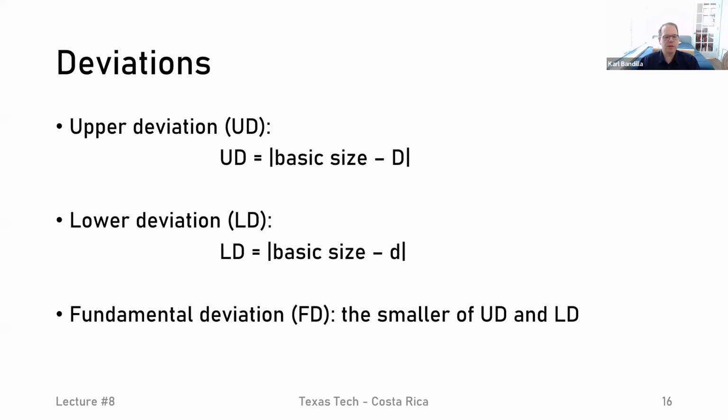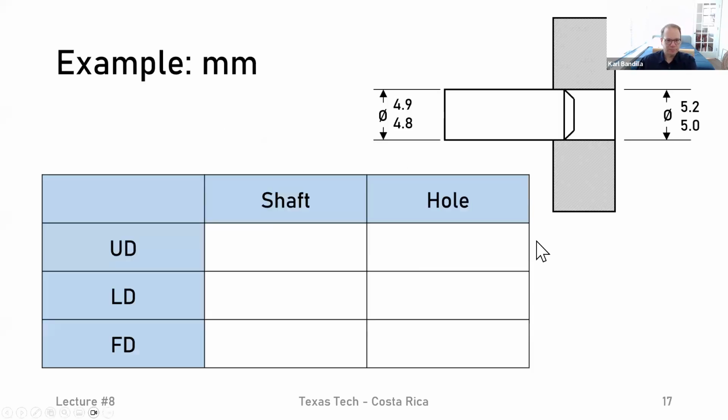And then the important thing is what we want to find at the end is what we call the fundamental deviation, and that is the smaller of the two. And we're actually going to see later that that's kind of what we use to then write the definitions of these fits. All right, if we go back here, if we do our upper and our lower deviations and our fundamental deviations, then what do we get, right?